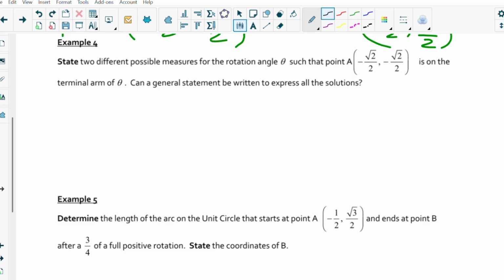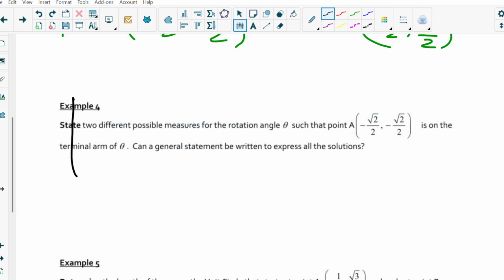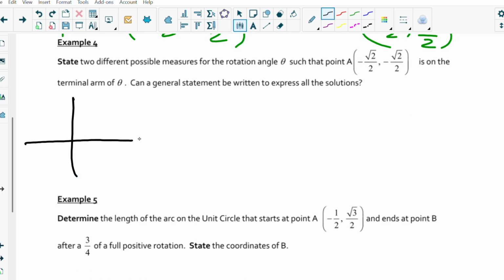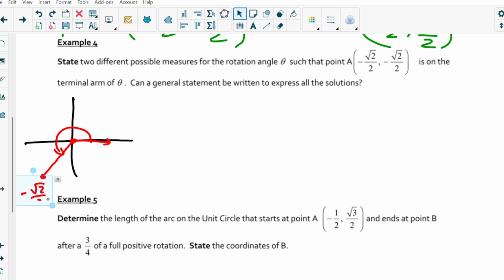Yes, of course. Okay, so first of all, where is negative square root of 2 over 2 and negative square root of 2 over 2? So if I draw this out, here's my initial arm, right? And I sweep all the way over here. That's halfway through my quadrantal angle in the third quadrant.